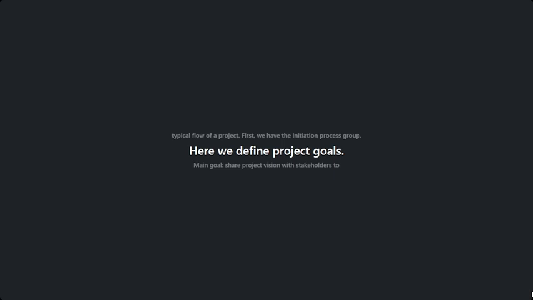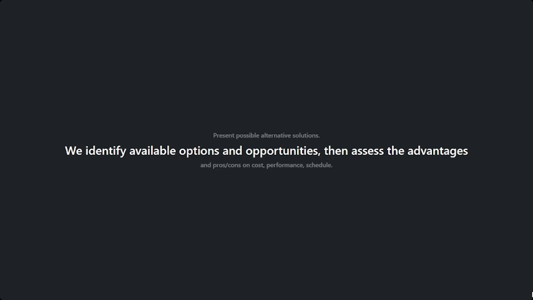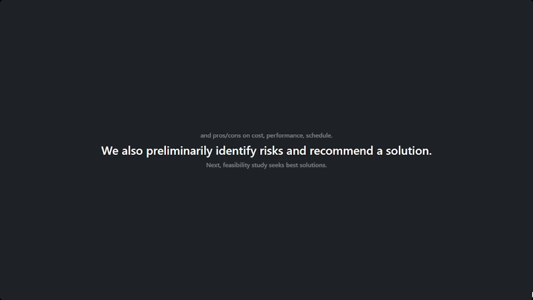This group involves developing a business case to justify the project. The business case should describe the purpose, give a cost approximation, and present possible solution alternatives. We identify available options and opportunities, then look at the advantages and disadvantages of each in terms of cost, performance, and schedule. We also preliminarily identify risks and recommend a solution.